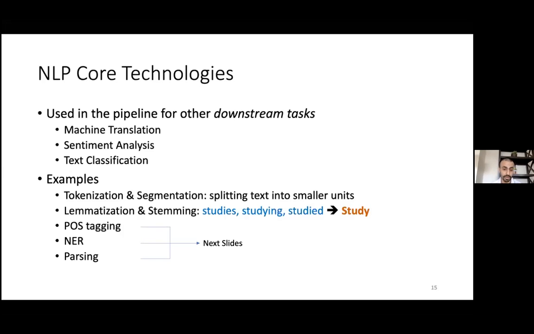It's reducing words into their base form. So in this example, you have studies, studying, studied. You reduce them all to study. Lemmatization and stemming are useful to reduce the noise, and sometimes you don't need all of that information for some applications. Other examples include part of speech tagging, named entity recognition, parsing. I'm going to talk about them in the next slide.